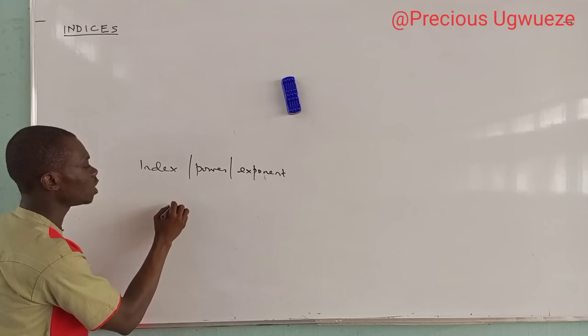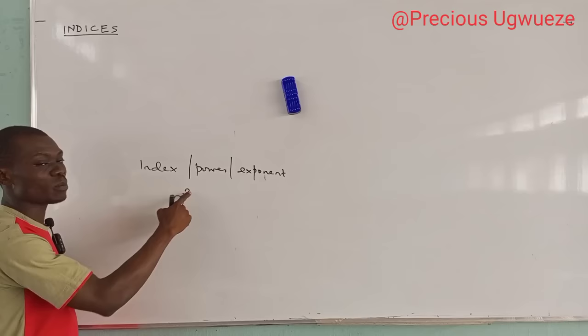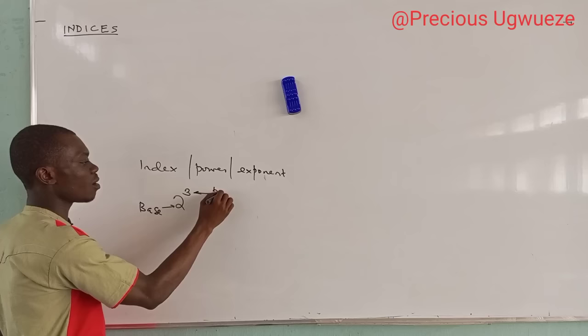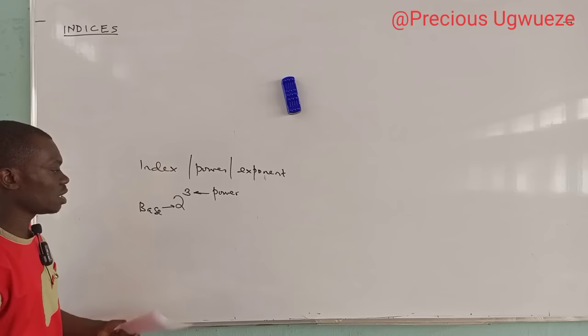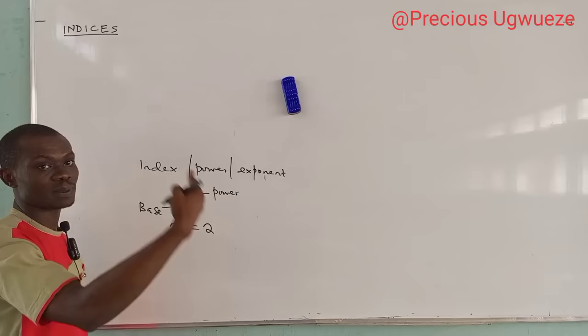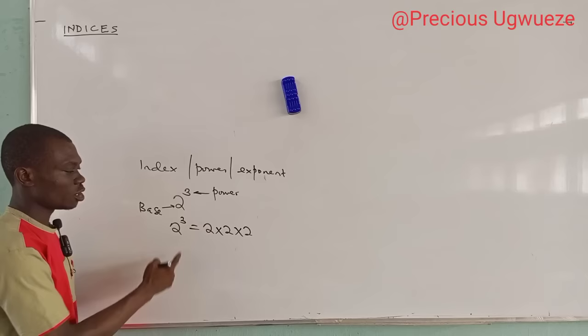So for example, if I have 2 raised to power 3, this number is raised to a power of 3, and so this is called the base, while this is called the power. Like I said, this is the power or the exponent, and you can also call it the index of 2. And what does that mean? 2 raised to power 3 actually means 2 multiplying itself up to 3 times. That's 2 times 2 times 2, the number of the power you have.